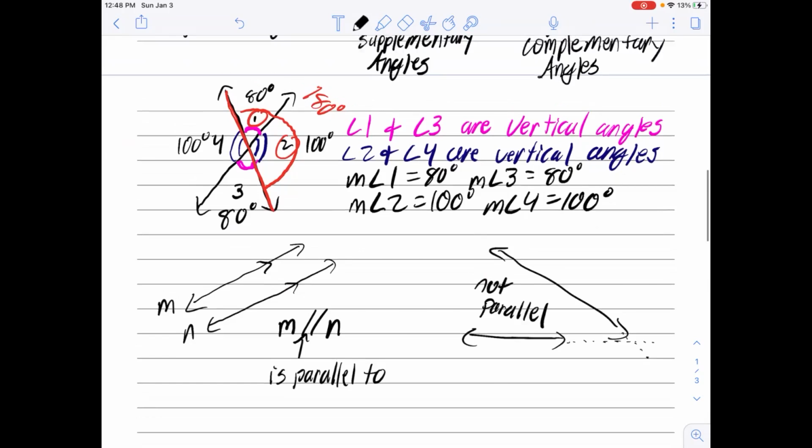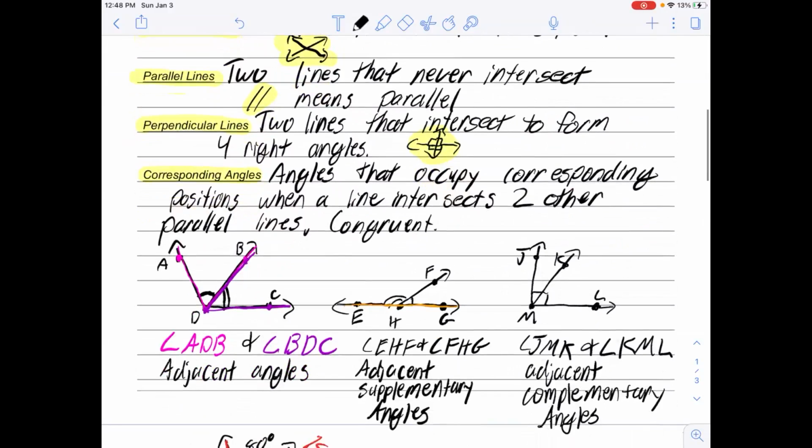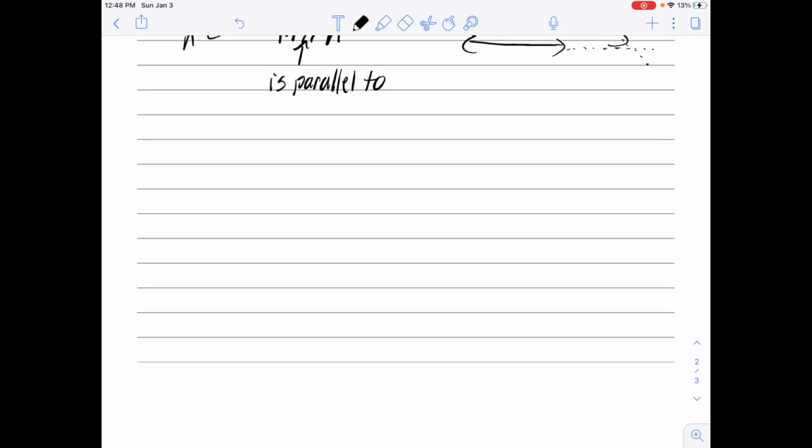So then our last vocabulary word is corresponding angles. Corresponding angles are angles that occupy corresponding positions when a line intersects two other parallel lines. So I'm going to show you what that means. The first thing is a line that intersects two other parallel lines. So let's say I have parallel lines here and here. I know these are parallel because they're going the same direction, and I put that little arrow on there to show that they're parallel.